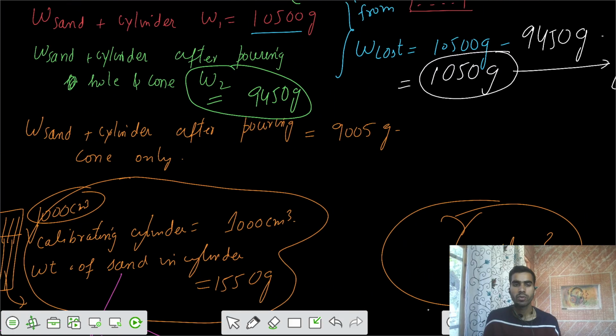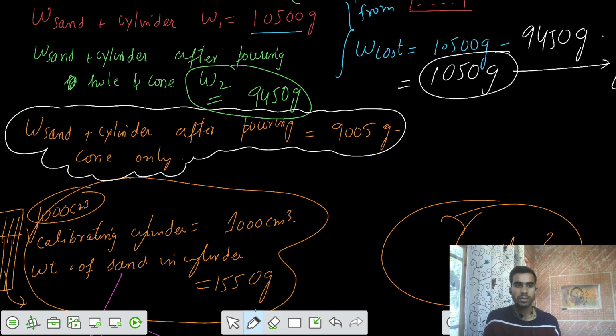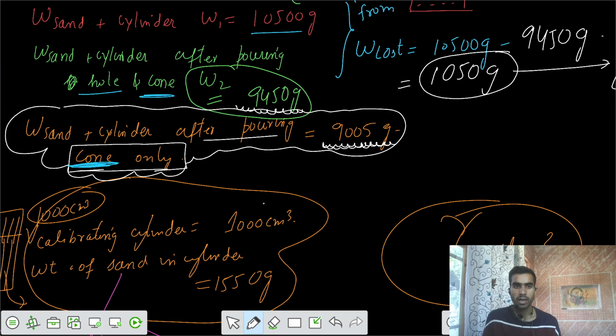And one more data is given to you: the weight of sand plus cylinder after pouring cone only. If there was only the cone, how much weight did we have? We had 9005 grams. But if you talk about both, we have 9450 grams. The difference of the two would be because of the weight of the sand in the hole. Because here we have the cone, here we have the cone, and here we have some extra part of the hole, and because of that there is some extra reading. So what is the weight of the sand in the hole?